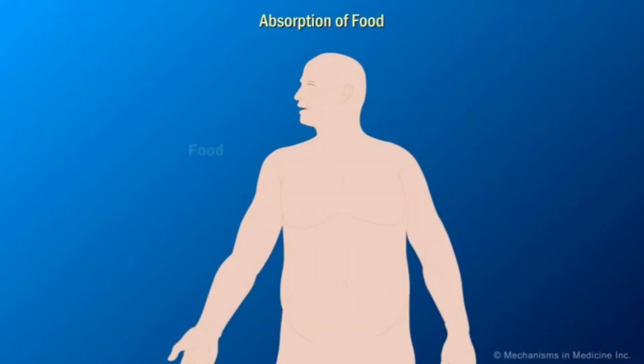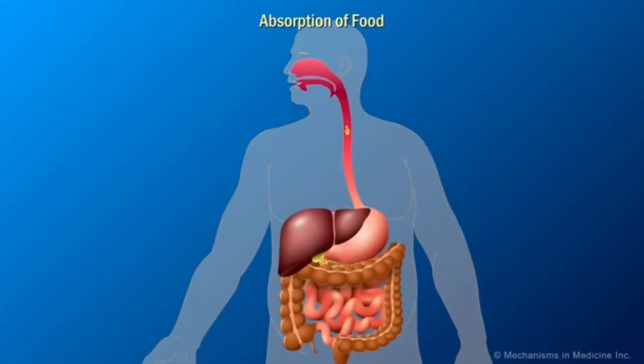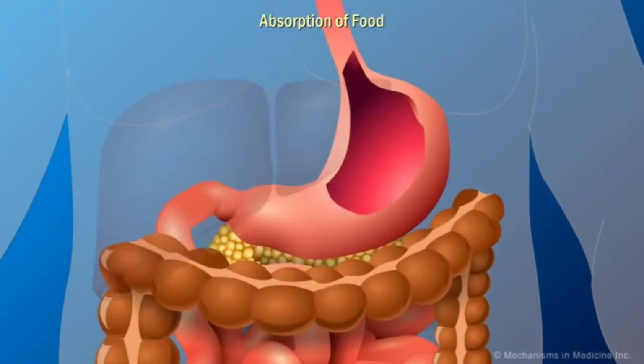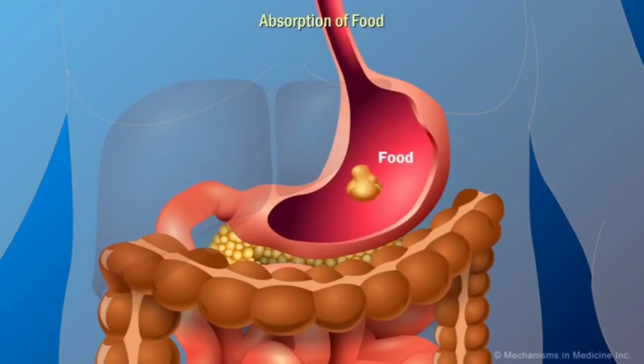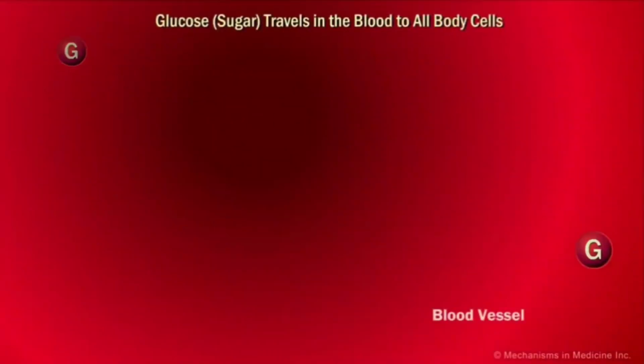When food is ingested, it travels along the digestive tract, where it is broken down into its component nutrients in order to be absorbed into the bloodstream. One such nutrient is glucose, a simple sugar. Glucose gets absorbed by the intestines and then enters the bloodstream. It travels through the circulation to all body cells.